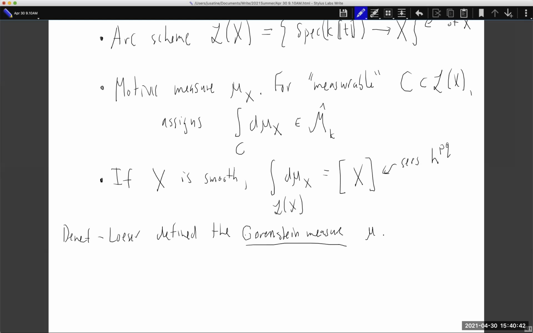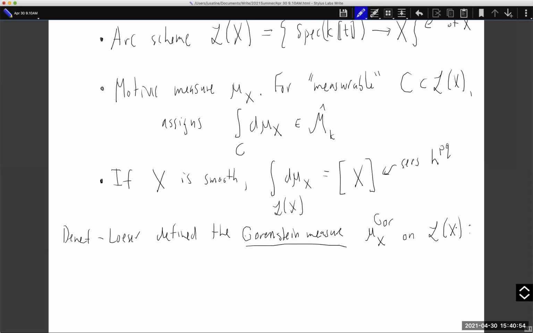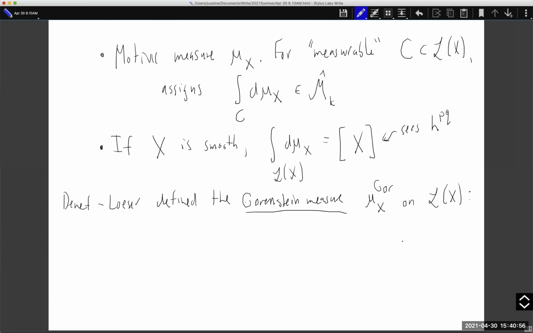And I'm going to denote it as mu sub X, with a superscript of Gor for Gorenstein. And this is some measure, again, on the space of arcs of X. The point is that this Gorenstein measure is to the motivic measure as stringy Hodge numbers are to the usual Hodge numbers. So what are some properties of this?